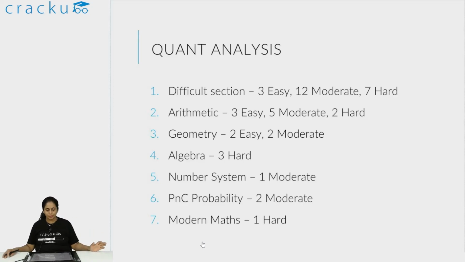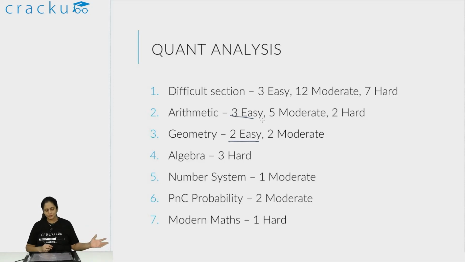Then PNC and probability, there were 2 moderate questions. Neither was a question that you could solve very quickly. Essentially, the questions you could solve very quickly were in geometry. These 2 geometry questions you could solve in under a minute. There were 3 arithmetic questions which you could solve in under a minute, but for everything else you would have to spend at least 2.5 minutes.